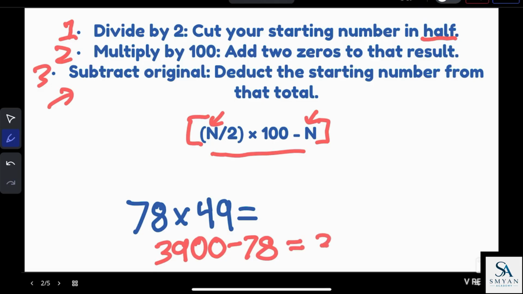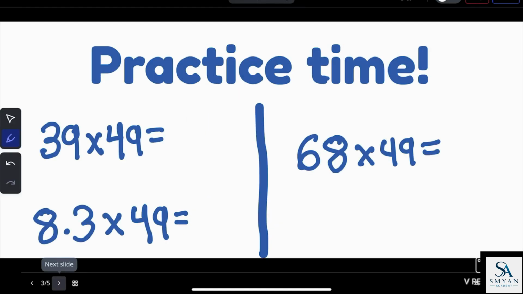And simple subtraction, your answer should be 3, 8. You're going to get a 2 over there, and then you're going to get another 2. So your answer should be 3,822 after that subtraction of 78. Okay, so wow, that was pretty fast.